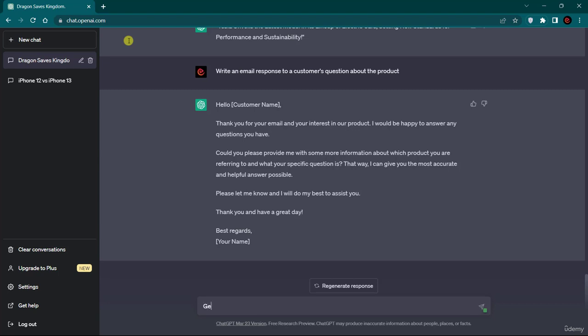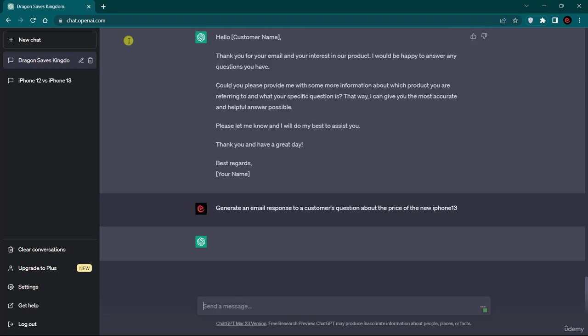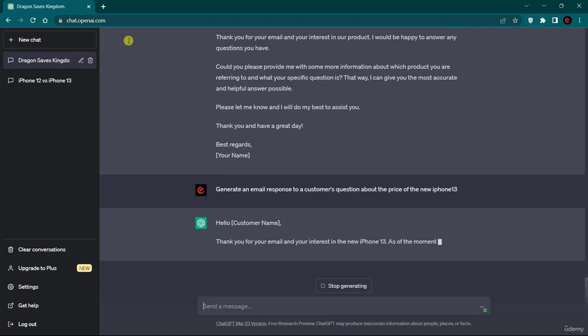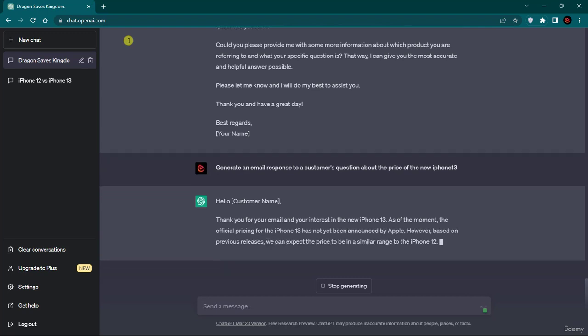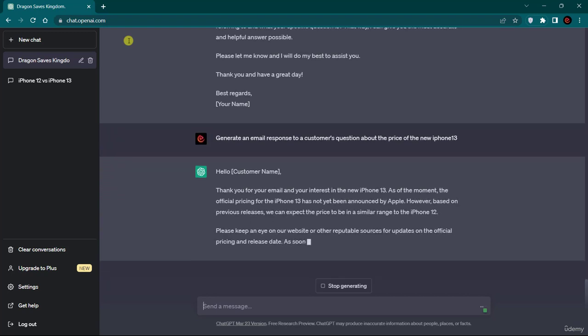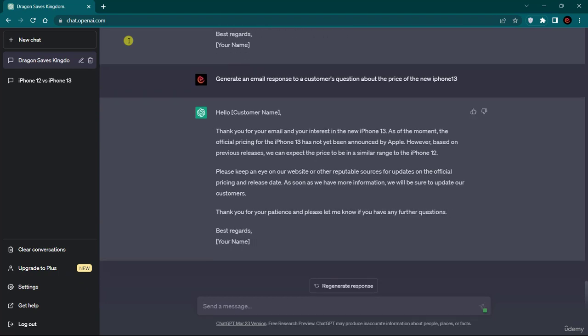So I can write here, let's say, generate an email response to a customer's question about the price of the new iPhone 13. And now what you will get will be more specific, because this will provide you more context and helps the model generate a more relevant response for it. So that is how you will get the particular response.